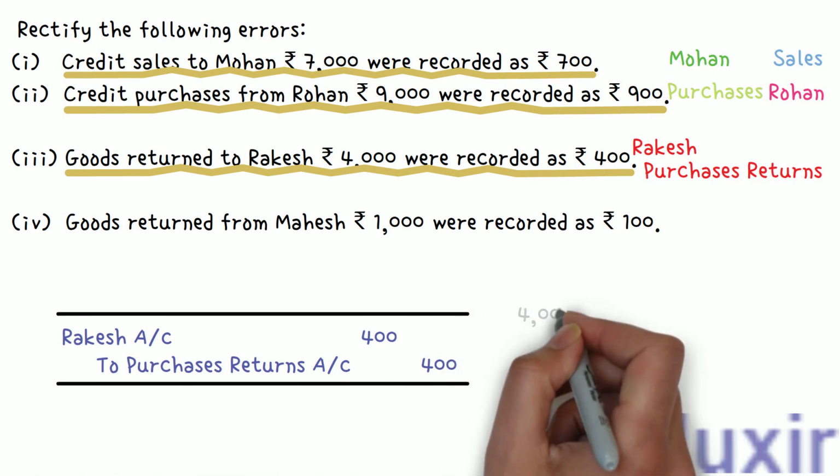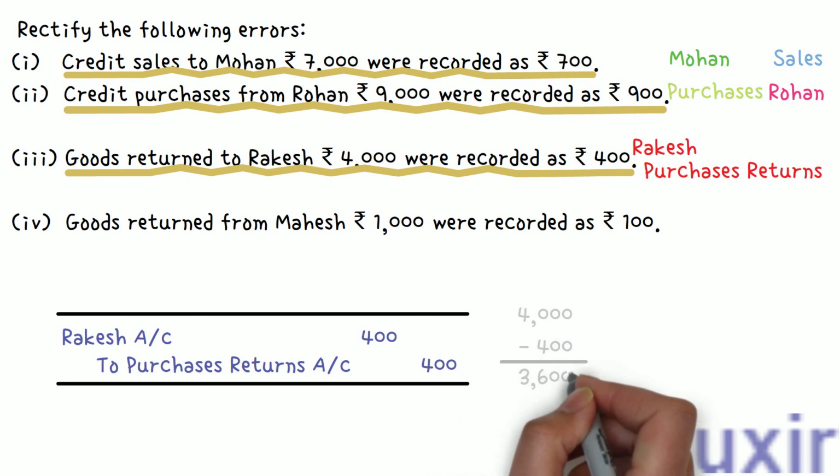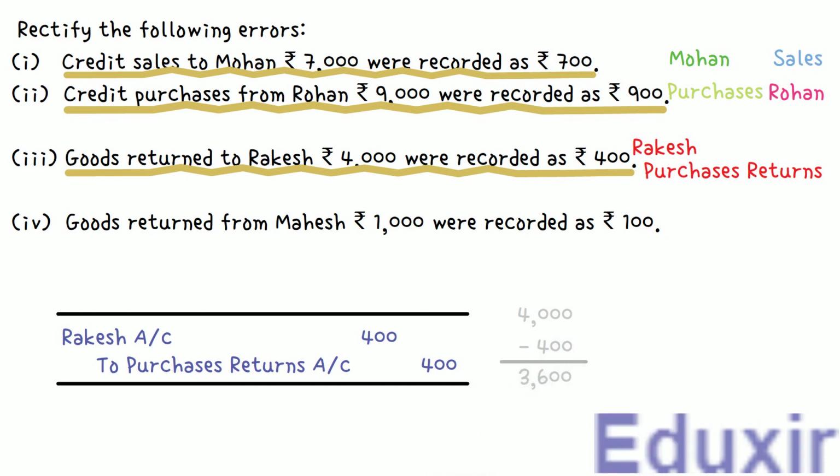From 4000 rupees, if we subtract 400 rupees, we get 3600 rupees. So to rectify this error, we should debit Rakesh's account with an additional 3600 rupees and credit the purchase returns account with an additional 3600 rupees. With this analysis at our disposal, let's now proceed with the generalizing of these error rectification entries.